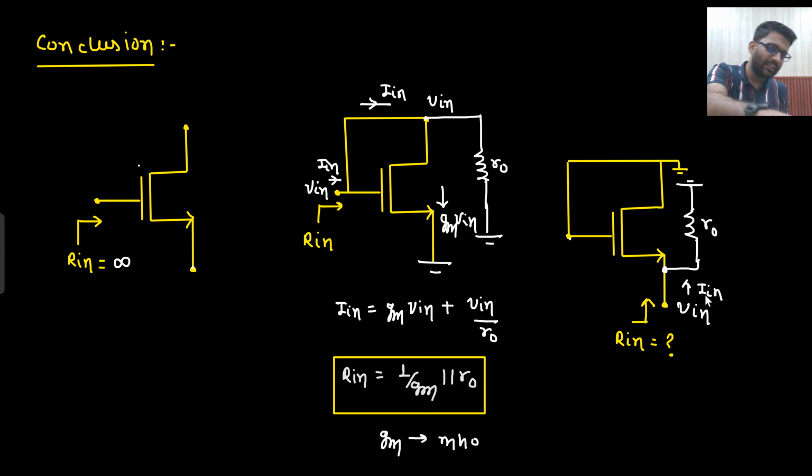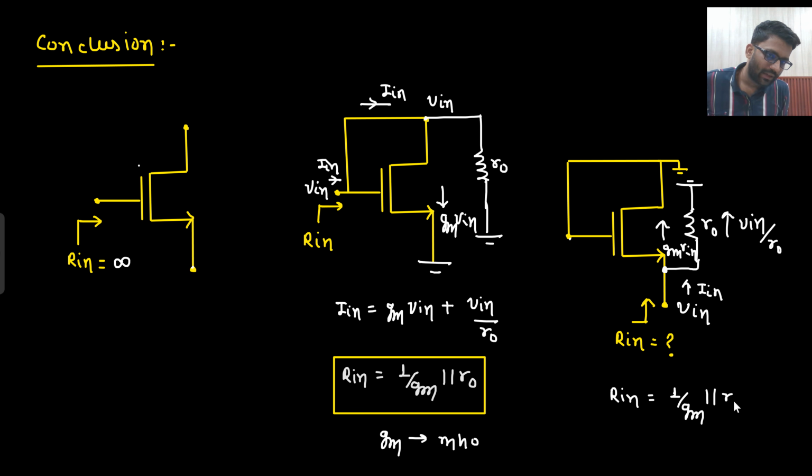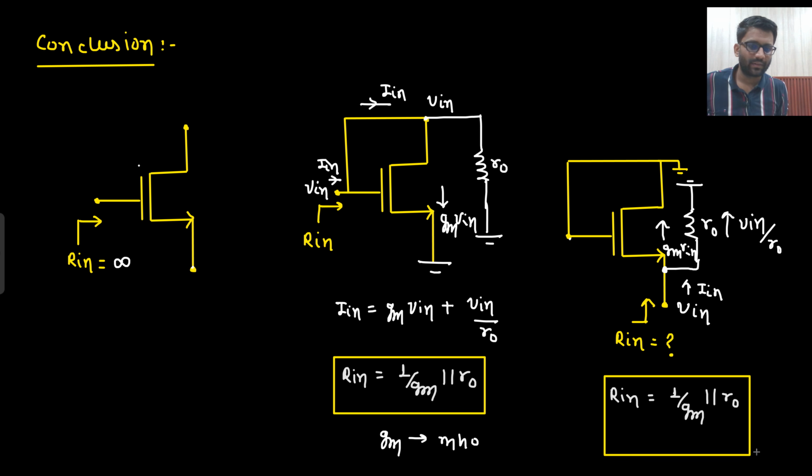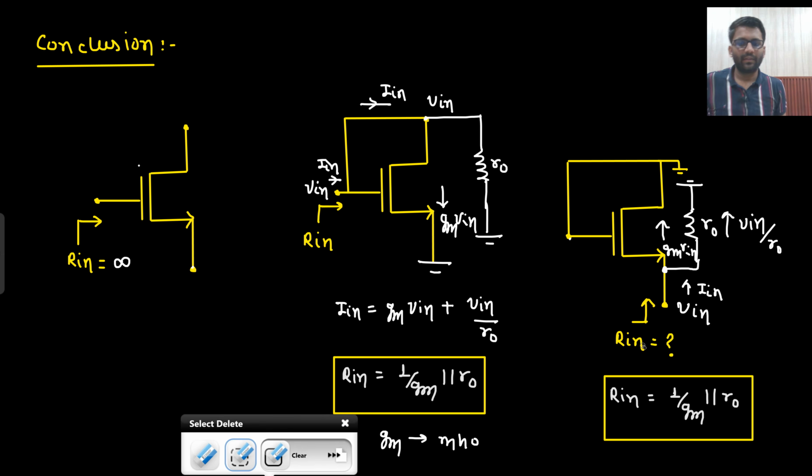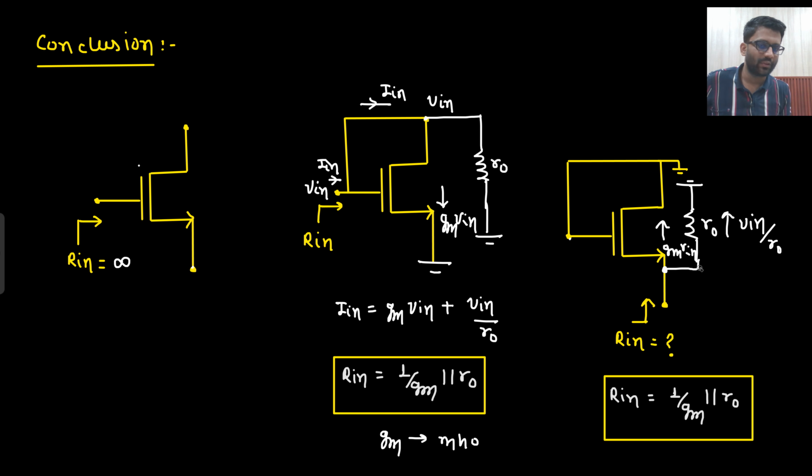Yes. Now what you can see, I in will have two components. One will be going into MOS, another one will be going into R naught. What will be the current in R naught? From V in the current is V in by R naught. And from V in the upward direction, what will be the current? gm into V in. So two components, gm into V in and V in by R naught. So what will be your R in? R in will be 1 by gm parallel with R naught. I will remove all this off, because here I need to tell you one conclusion.